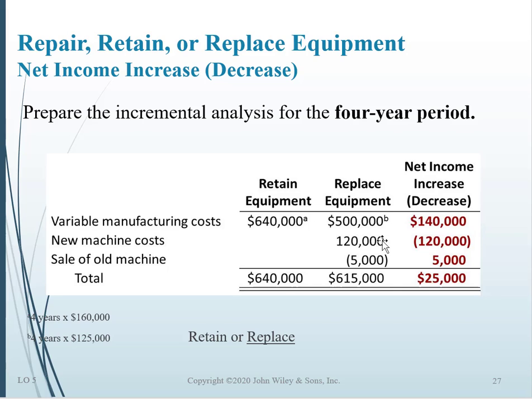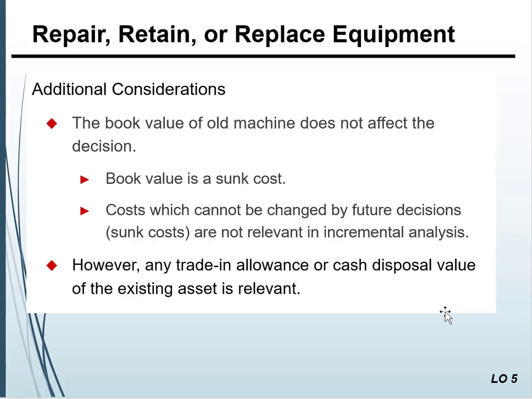The new machine's going to cost $120,000. So that's a decrease in net income. And of course, if we sell the old machine, this $5,000 that we receive is an increase in net income. So the net increase or decrease, in this case, is an increase. If we replace this piece of equipment, we should increase the net income of the company by $25,000.